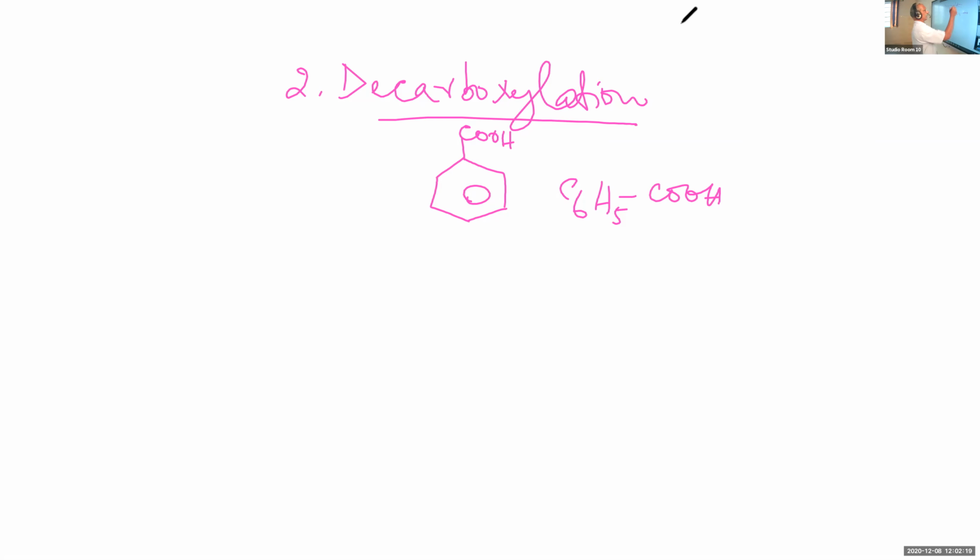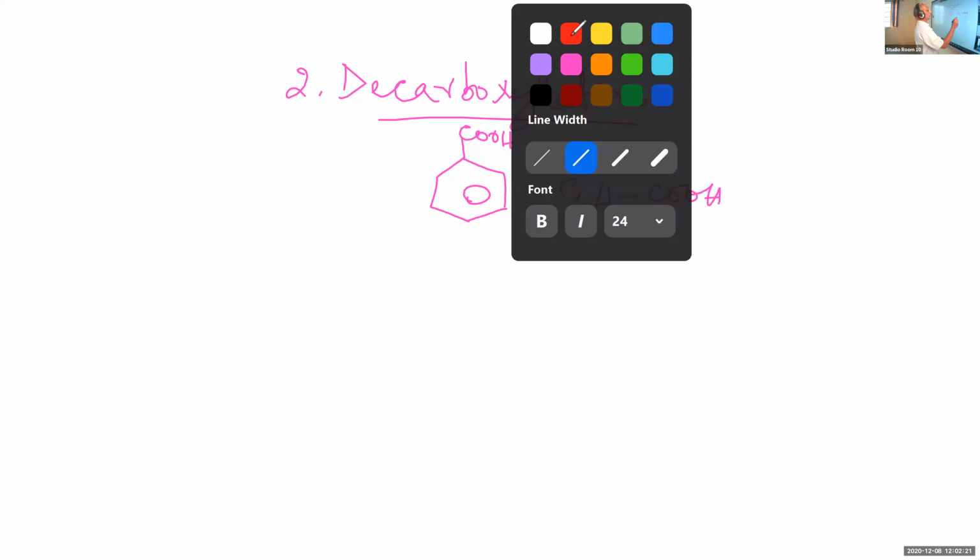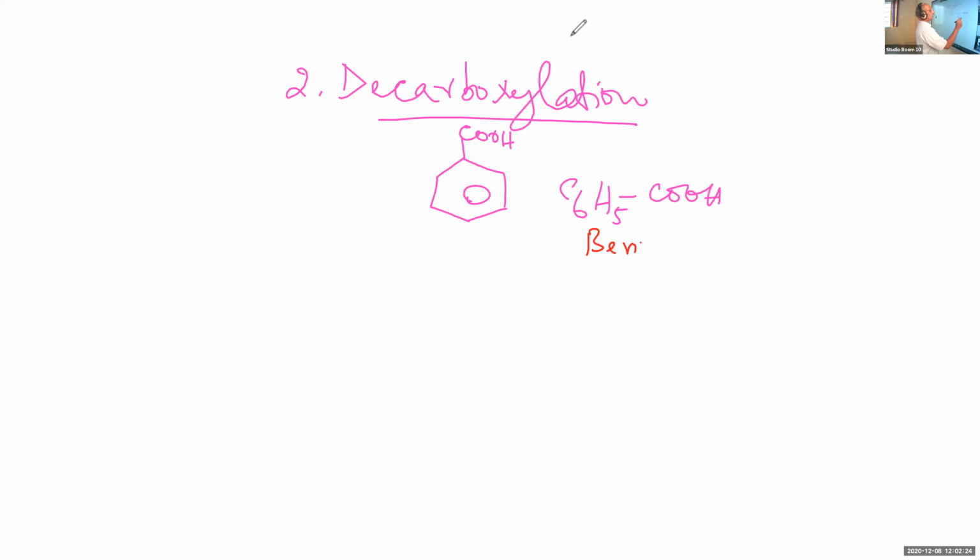And this carboxylic acid is called benzoic acid, C6H5COOH. In the benzene ring, one of the hydrogens is replaced by the COOH group. It's benzoic acid. Now, you take the sodium salt of benzoic acid.